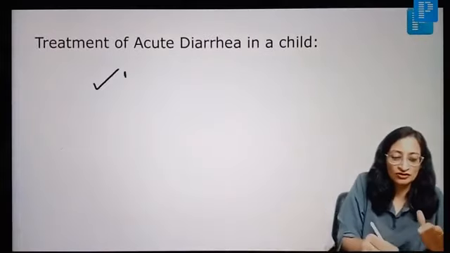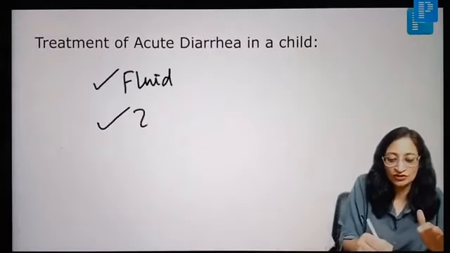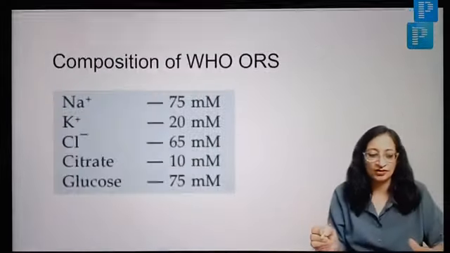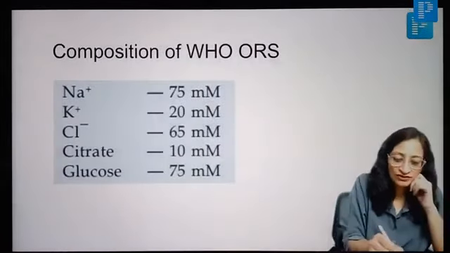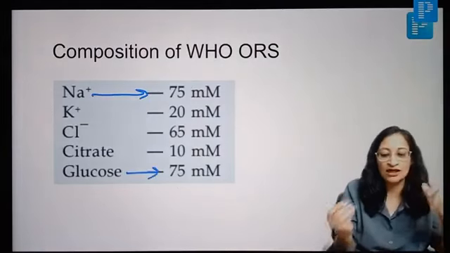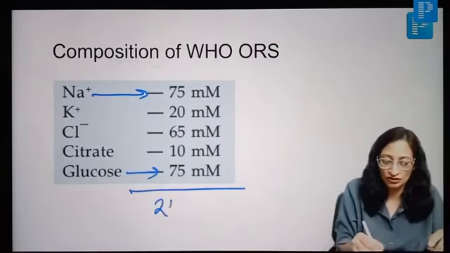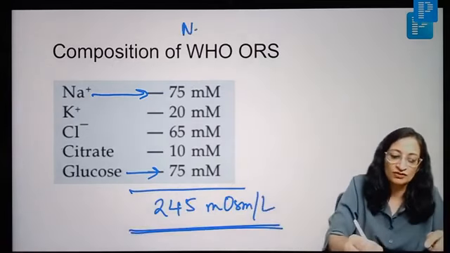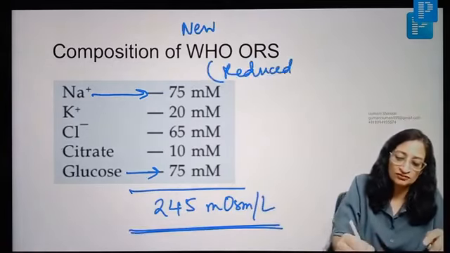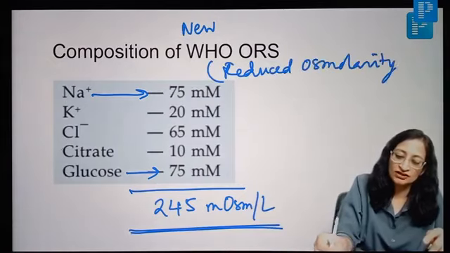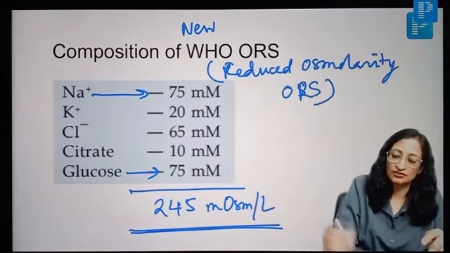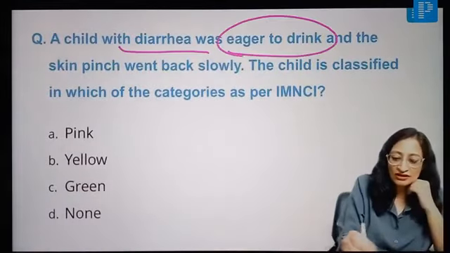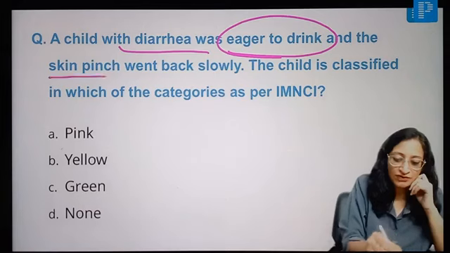So treatment of acute diarrhea in children we already discussed. You have to give fluid replacement, you have to give zinc therapy and continue normal diet. Composition of WHO ORS, we all know, has sodium 75 millimoles, glucose also 75, potassium 20, chloride 65, citrate 10, making a total of 245 milliosmoles per liter, which is the osmolarity of the new WHO ORS, also called the reduced osmolarity ORS. This is to be given in proper dilution. Now, a child with diarrhea was eager to drink. Eager to drink means thirsty, right? And the skin pinch went back slowly.